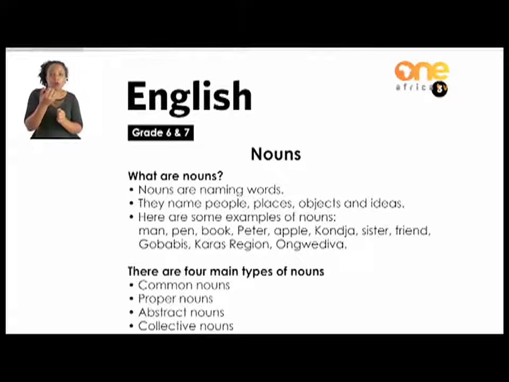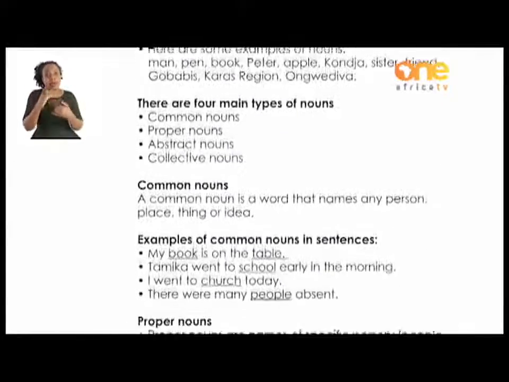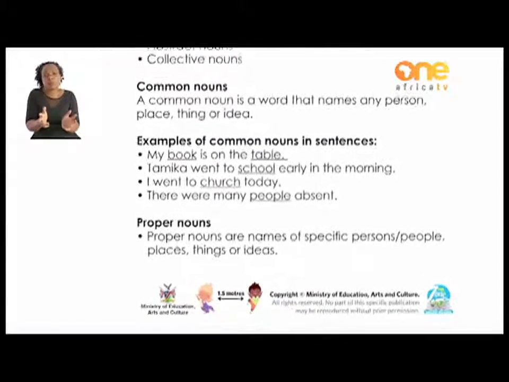There are 4 main types of nouns. We have common nouns, proper nouns, abstract nouns, and collective nouns. Now, common nouns. A common noun is a word that names any person, place, thing, or idea. Examples of common nouns in sentences.